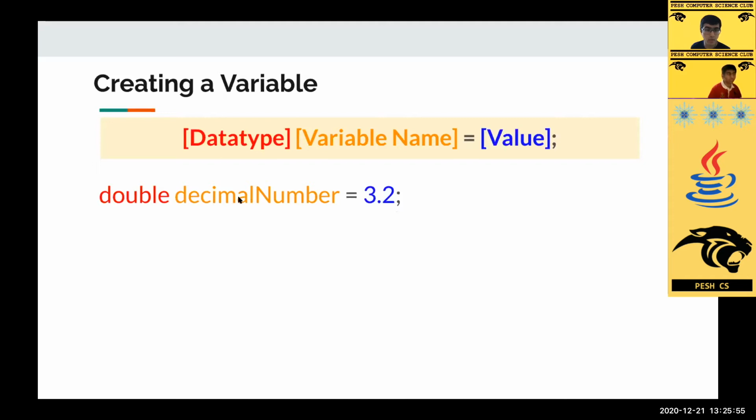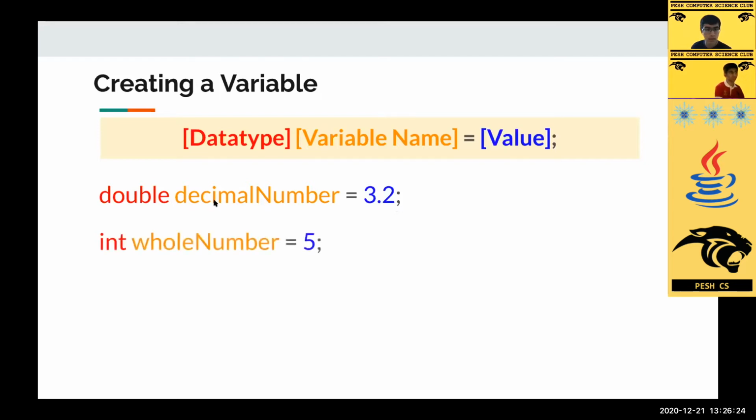And you can make the name whatever you want. Typically, if you want the variable name to have multiple words, you cannot put spaces. So you can see over here, we don't have decimal space number. Instead, what you do is you take the first letter of each word and make it capital, except for the first word. So that's why d over here is lowercase, but N is uppercase.